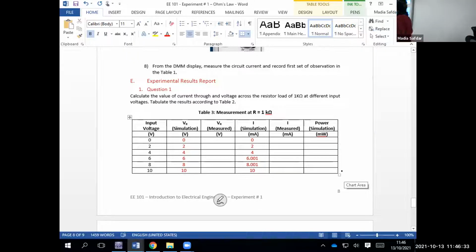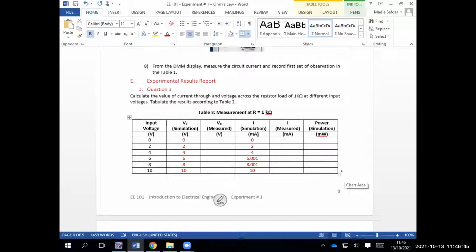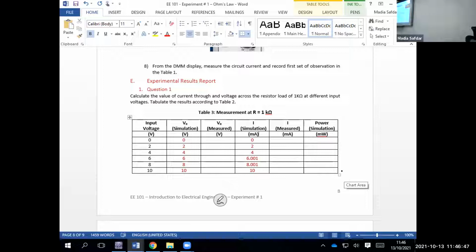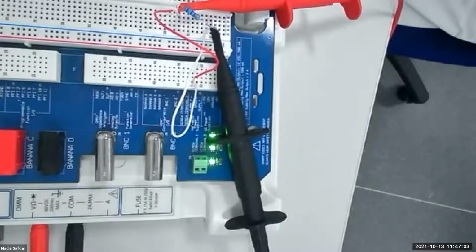Now we will start the hardware. So all the Zoom members, have you done the experiment? Yeah, we did it. Okay, now I want to show you this hardware. Please pay attention. So all the students, please pay attention.